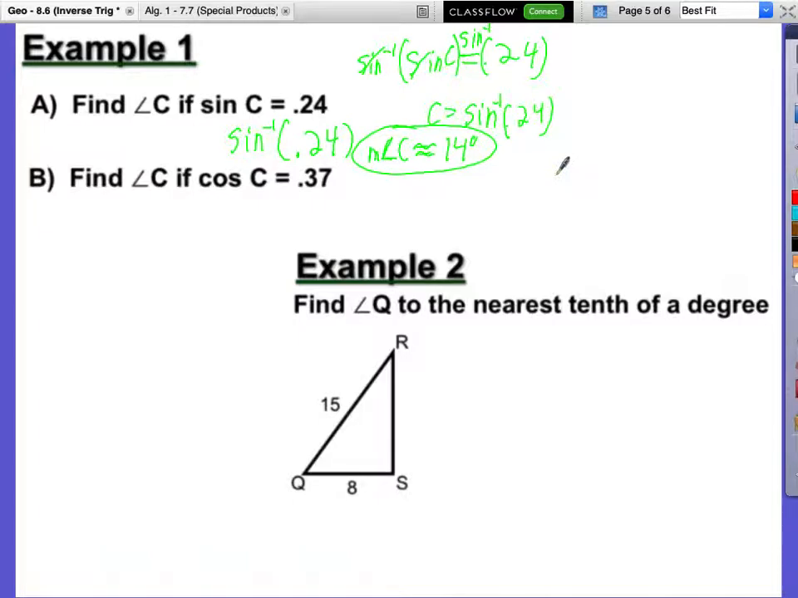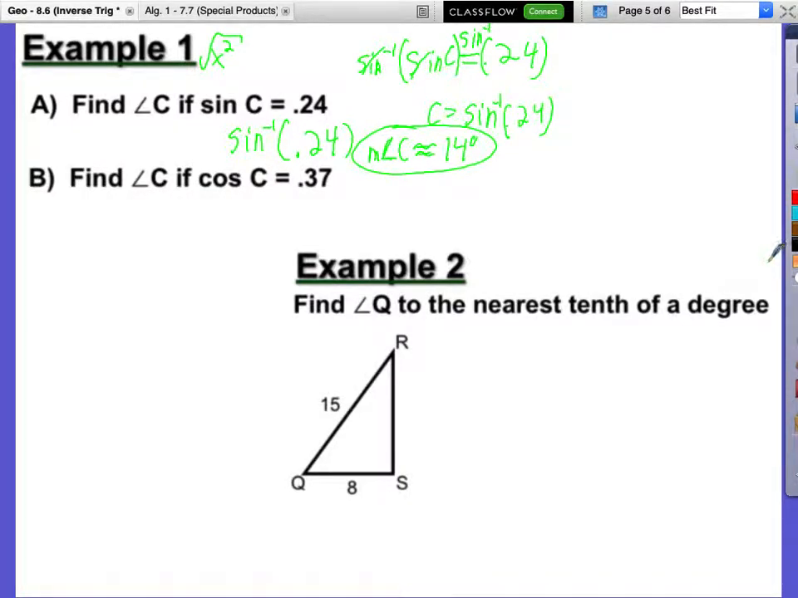We had to do the inverse because we had to get the angle by itself. If we go back to our original setup, we had sine of angle C is equal to 0.24. We need angle C, so we need to undo the sine. It's not division, because sine isn't multiplying with C. We're taking the sine of it. Just like if you have x being squared, you don't divide by 2 because you're not multiplying. You take the square root. Just like here, we're taking the sine, so we have to undo it by taking the inverse sine.